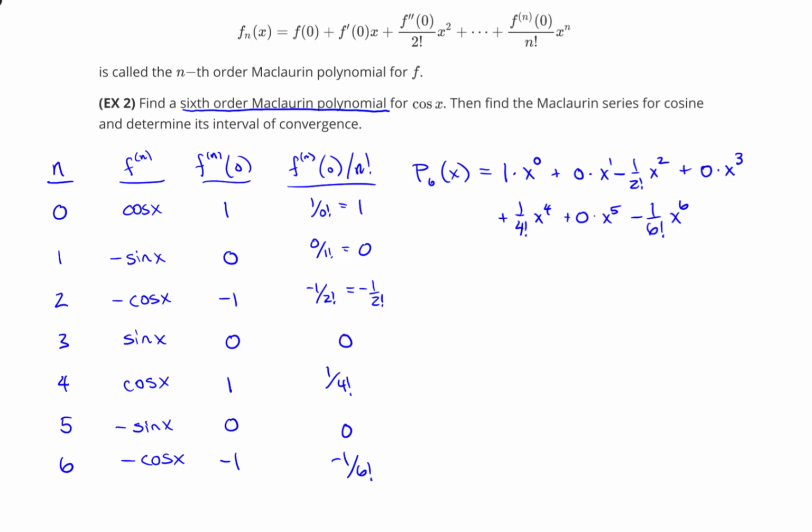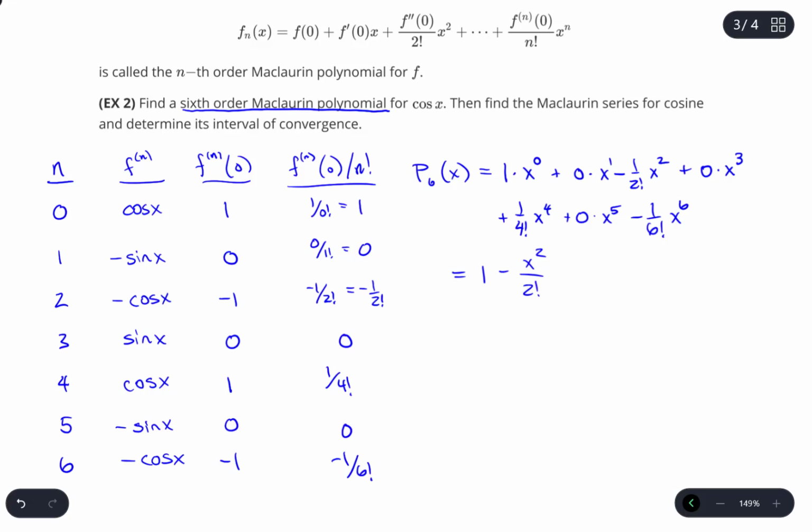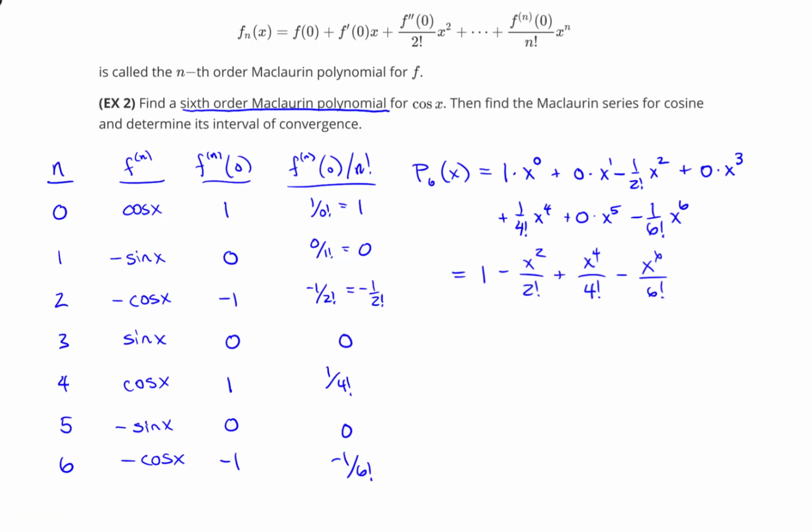Okay, so that gives us the terms, which can be simplified, of course. The first term is just 1. The next term that shows up is going to be minus x squared over 2 factorial. The next term will be x to the 4th over 4 factorial, then minus x to the 6th over 6 factorial. The reason we used a 6th order Maclaurin polynomial is because if you use less than that, with all these zeros, you end up with not very many terms in your approximation. So that's the whole reason.